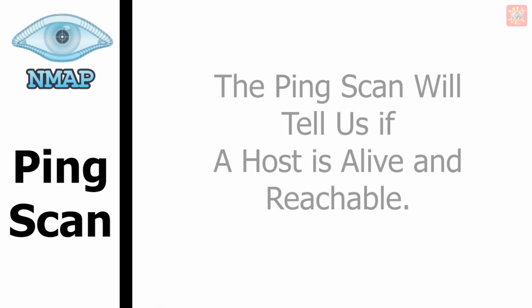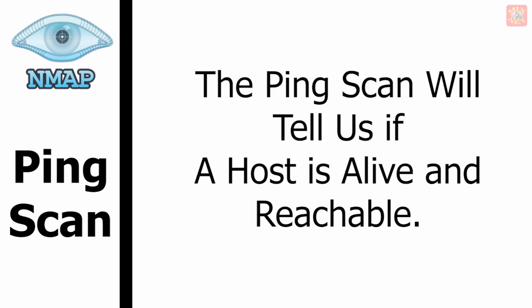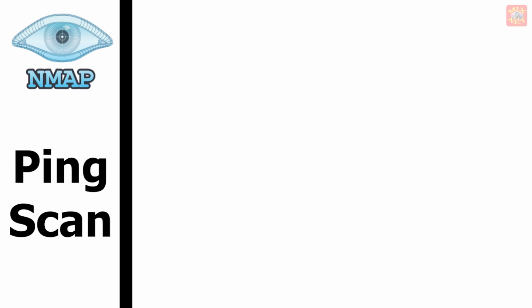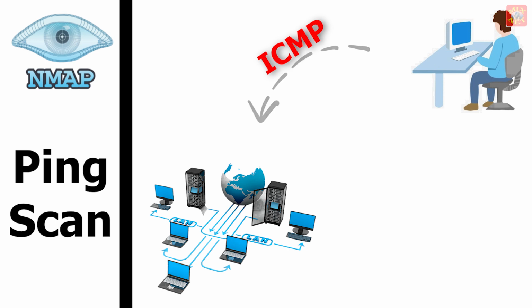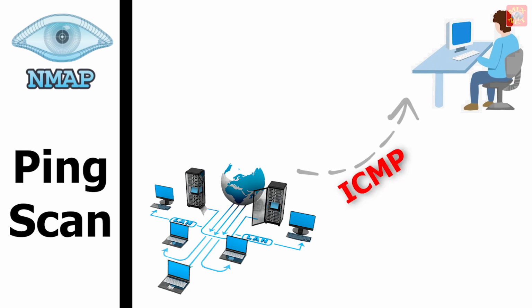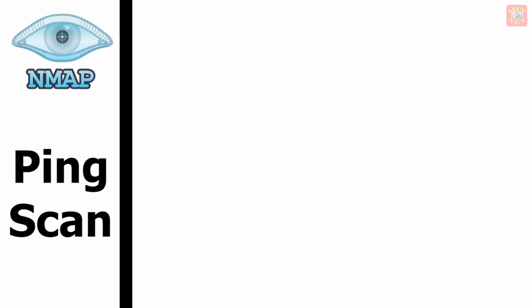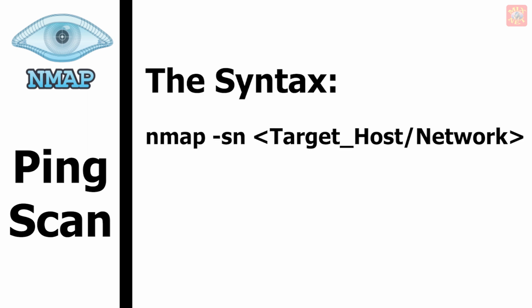The ping scan is used to determine if a host is alive and reachable. This scan involves sending ICMP packets to all the IPs in the network and waiting for responses. If the host with the IP is alive, the host will reply with an ICMP packet. The syntax for the scan is like this.